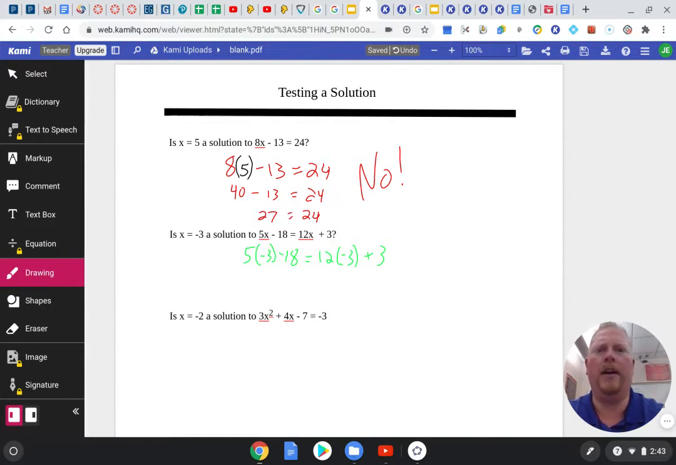Now, when I do my order of operations, my PEMDAS, I'm going to do everything on one side first, and then use my PEMDAS on the other side. Don't use PEMDAS across the two sides. Well, you could, but it's just easier to keep one side straight and then worry about the other. So 5 times negative 3 is a negative 15 minus 18. And then negative 15 and negative 18 make a negative 33.